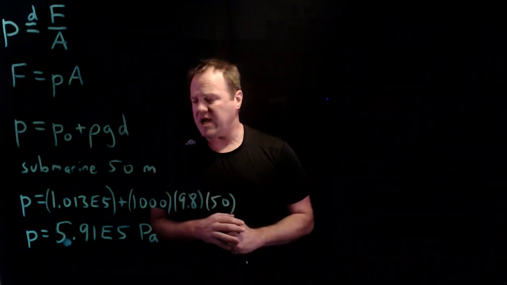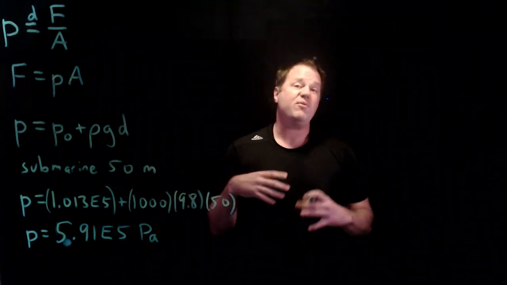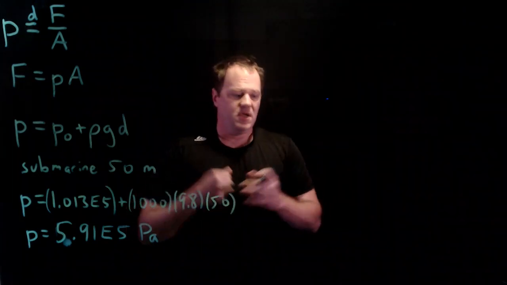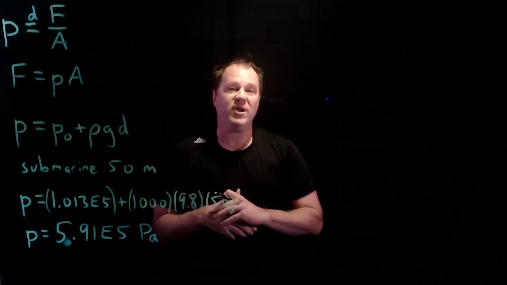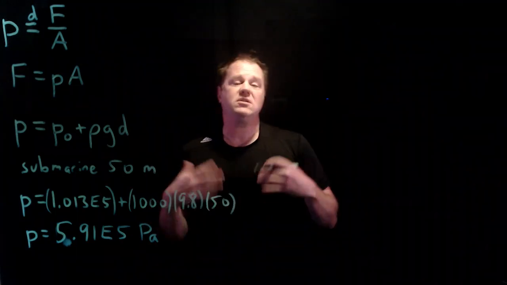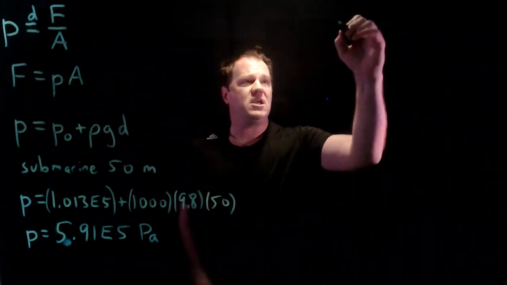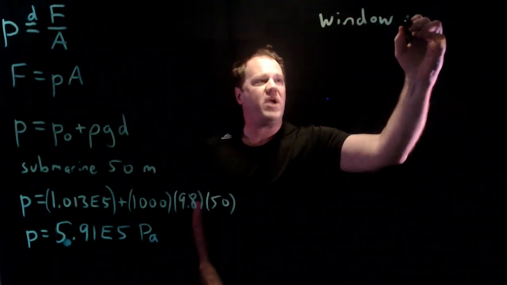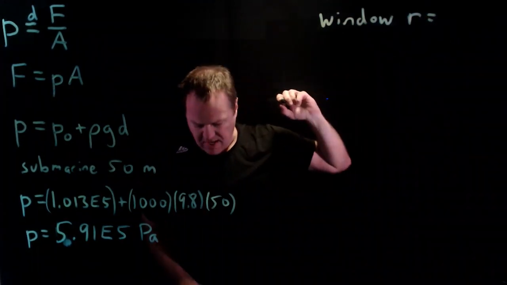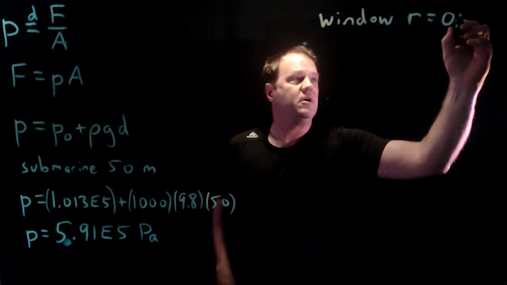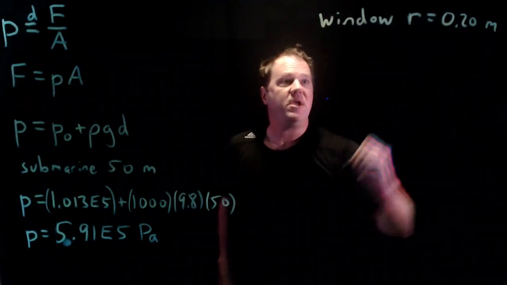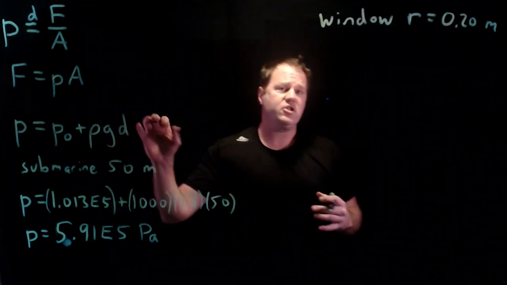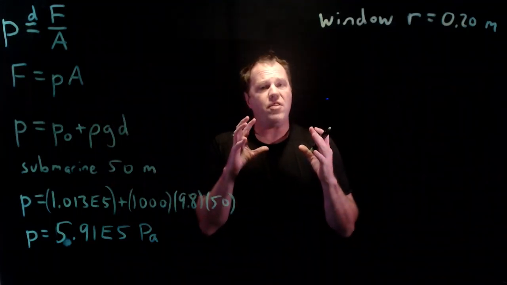Okay, so what practical effect does this have? Well, what if we want to put a window in the submarine? Not very common, but I suppose if we're not going too deep, maybe we can pull this off. So let's say we need some dimensions so that we can calculate the area. Let's say we have a circular window with a radius of 20 centimeters. I'll go ahead and convert that to meters, 0.20 meters. I want to find the force exerted by the outside water on that window.